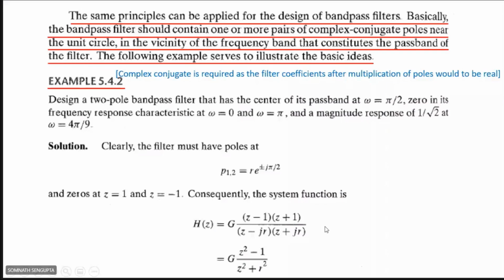Can anybody tell? Sir, they are the poles. They are the poles, but how are we getting them? Sir, by substituting the value r into e to the power plus or minus j pi by 2, we will get it. Yes. Cos pi by 2 plus j sin pi by 2. Sin pi by 2 is 1, so it is j into r. So Z minus jr into Z plus jr. So this is j into (z square minus 1) divided by (z square plus r square).